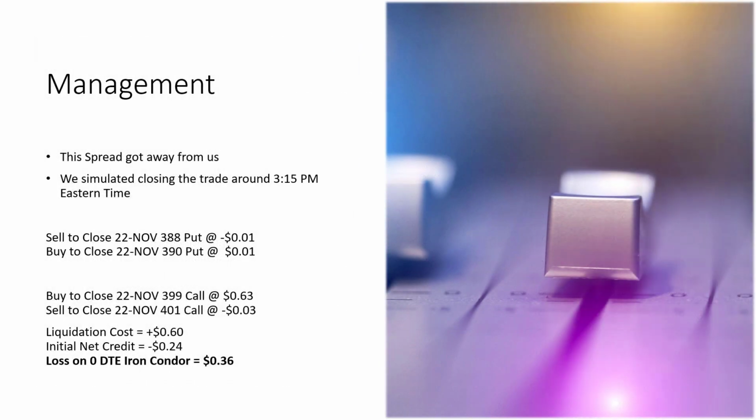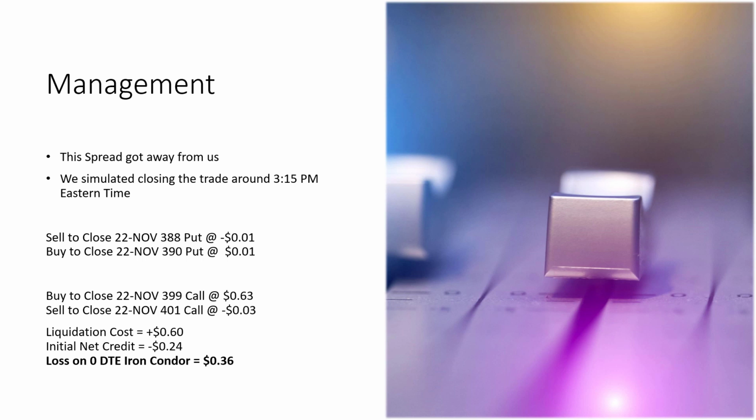The spread started to get away from us. We simulated closing the trade around 3:15 p.m. Eastern Time. The midpoint for a 390 put and the 388 put were 1 cent each, essentially a wash. We might have had to pay 2 cents for the 390, got 1 cent for the 388. We're just going to call it a wash at midpoint.